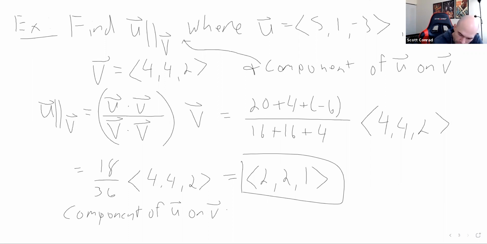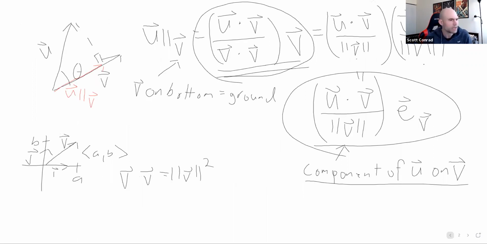So the component of u on v, remember, is just u dot v over magnitude v. Useful to remember, but not as important.